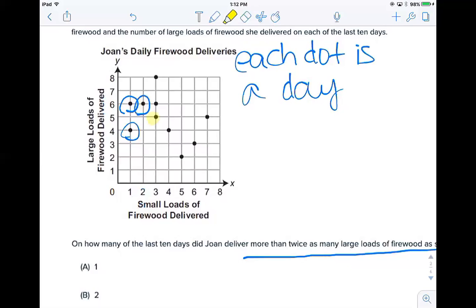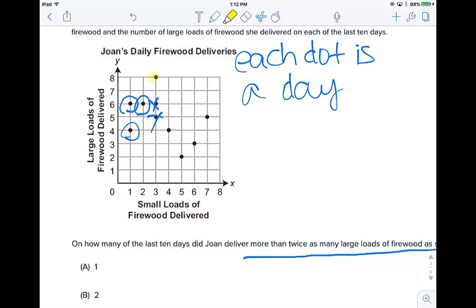All right, now we have 3 small and 5 large. Well, 3 times 2 is 6, and 5 is not bigger than 6. So that day is out. So let's look at this day. We have 3 small and 6 large. 3 times 2 is 6, but 6 is not greater than 6. So that day is also out.